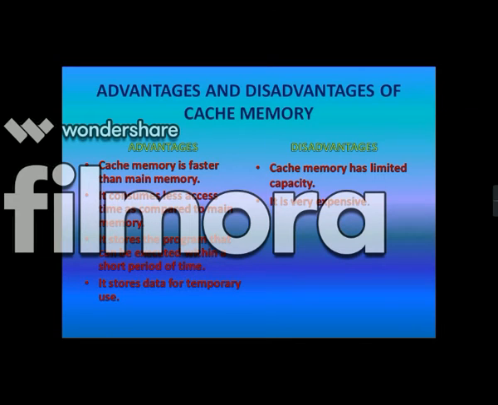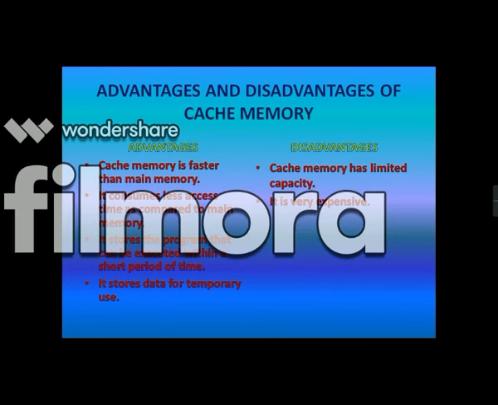Advantages: cache memory is faster than main memory. It will give the data faster to the CPU. It consumes less access time as compared to main memory, because it is located between the main memory and the CPU. It stores the programs that can be executed within a short period of time, as I have told you, and it stores data for temporary use, meaning we can't store a large amount of data.